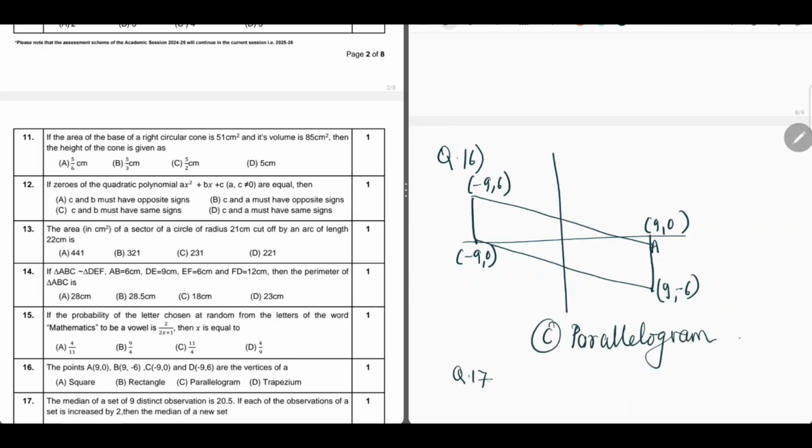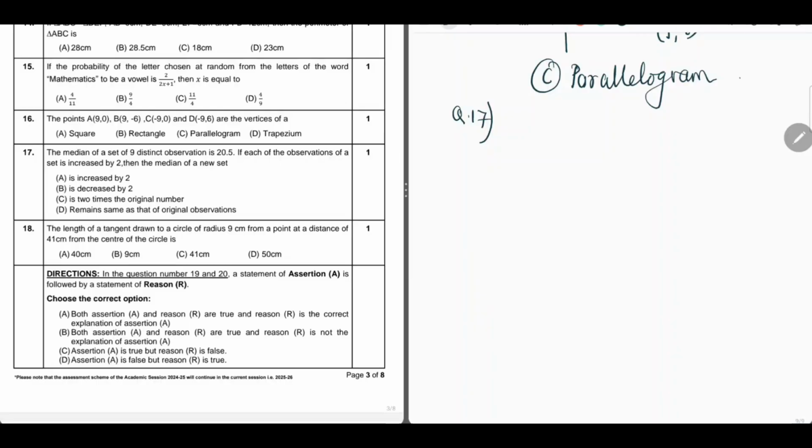Now question number 17. A set of 9 distinct observations, the median is 20.5. If each observation is increased by 2, so each and every value is increased by 2, so the median has to increase by 2. So that is option A.